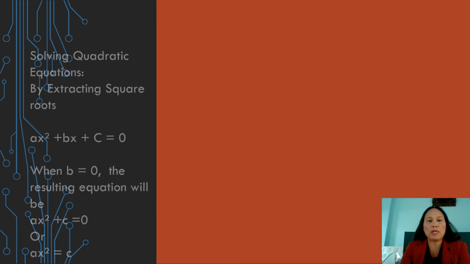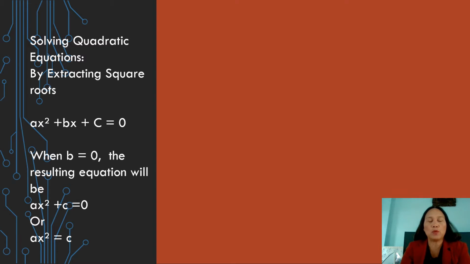When we say solving quadratic equation, it means that we are finding the solutions, which is the value of x. The standard form of quadratic equation is ax squared plus bx plus c is equal to 0. A, b, and c are real numbers. B and c can be 0, but not a, because if a is 0, it's no longer a quadratic equation.